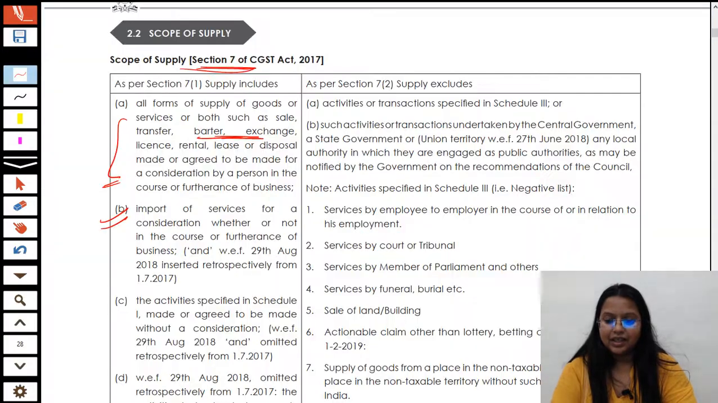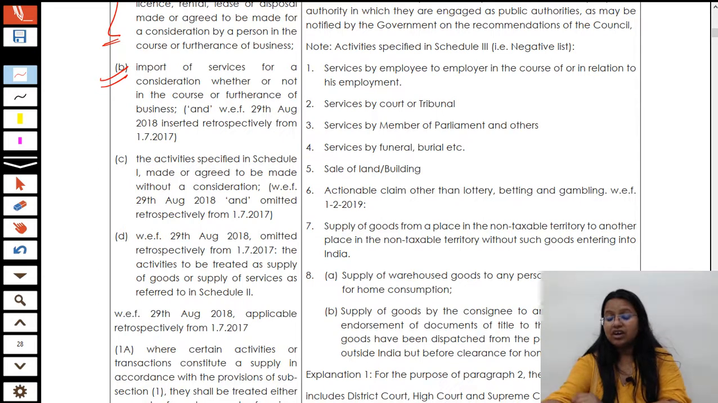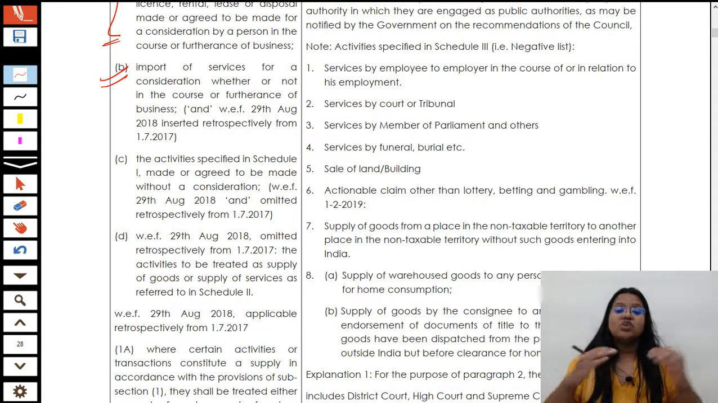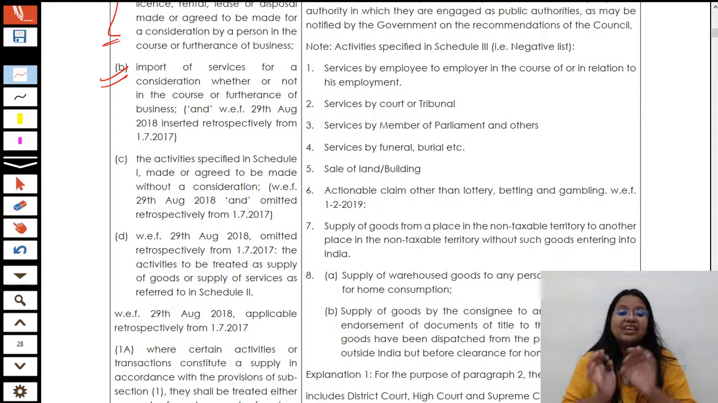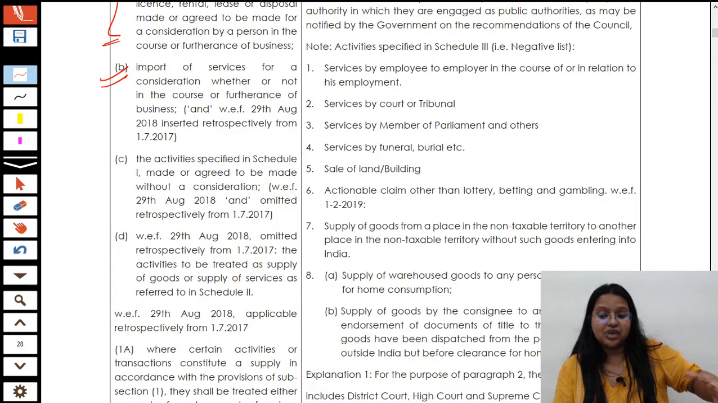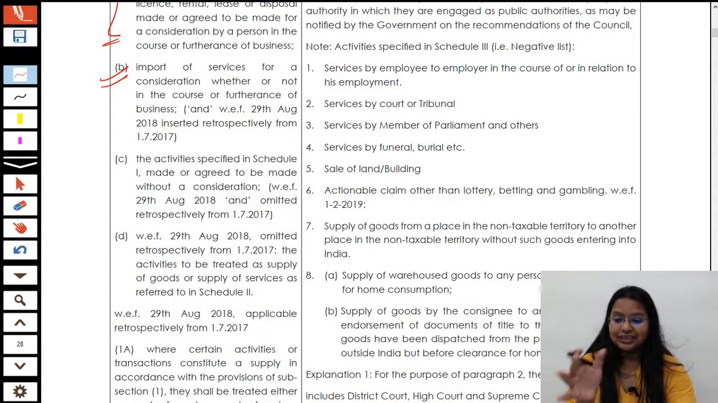So students, in clause number C they said the activity specified in Schedule 1, about which I have told you. Schedule 1 covers those activities which are made or agreed to be made even without consideration. It means even if we do not pay any kind of consideration to the other person, they are saying your activity will be considered as supply under GST. Now the point is, ma'am, why are they doing this? It means they are attracting GST even when the transaction does not involve any kind of consideration. Students, let's understand why they are doing this.